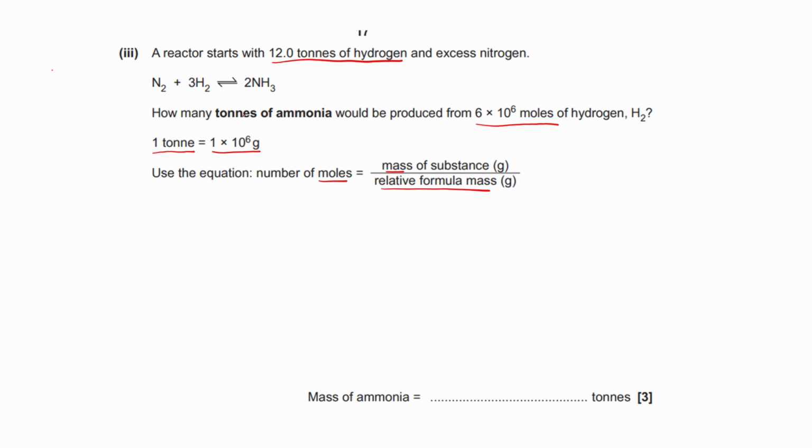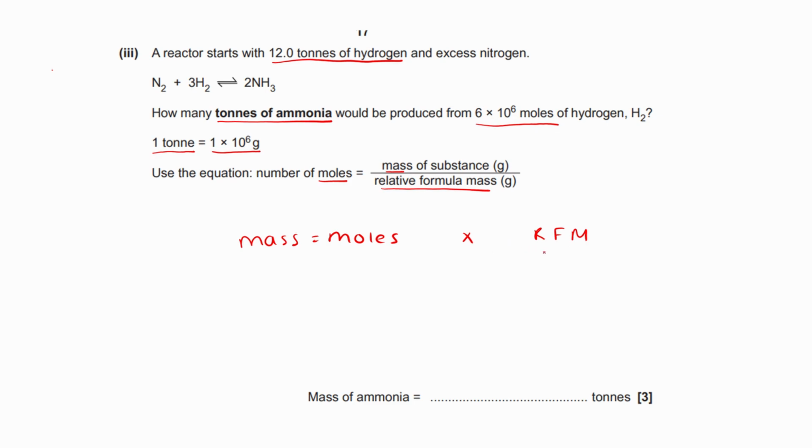So we need to work out the mass of ammonia, the tons of ammonia. Now mass, we just need to rearrange this equation because this is number of moles. So mass is equal to moles times by the relative formula mass. Now I've left this space here because I want to show the numbers, the working out at the bottom.